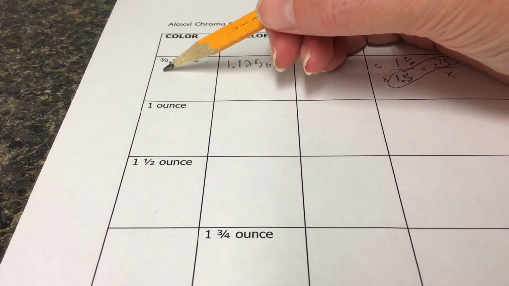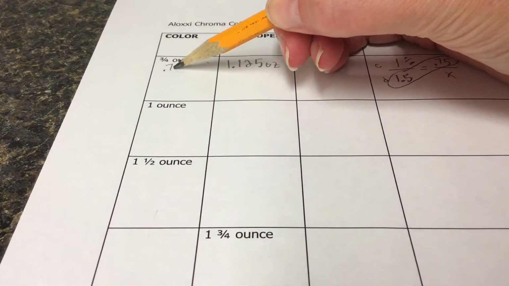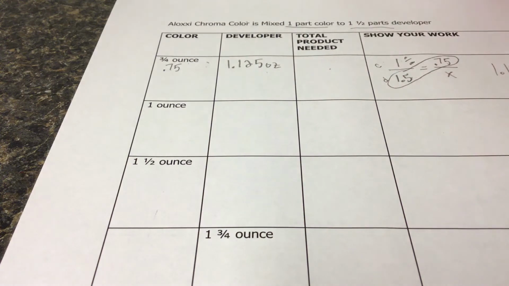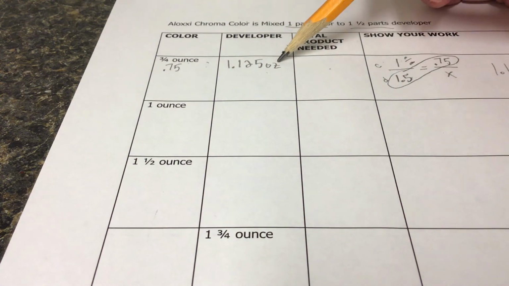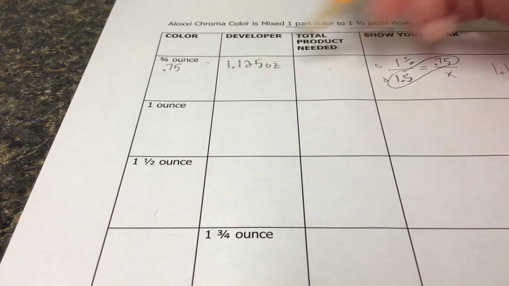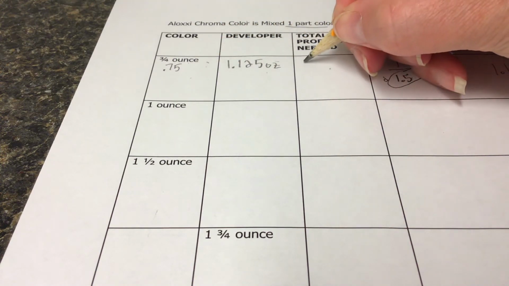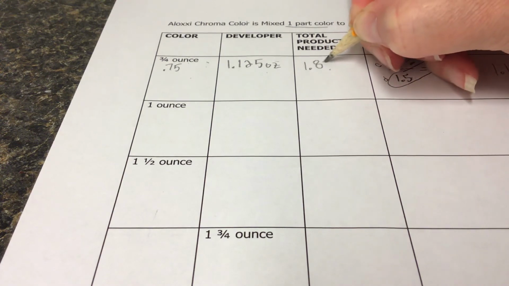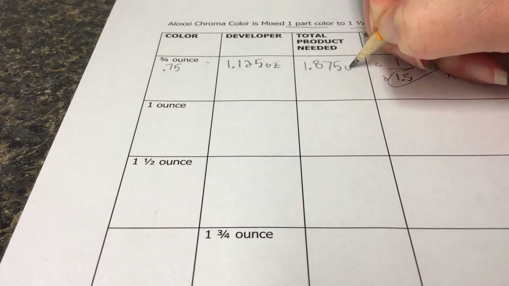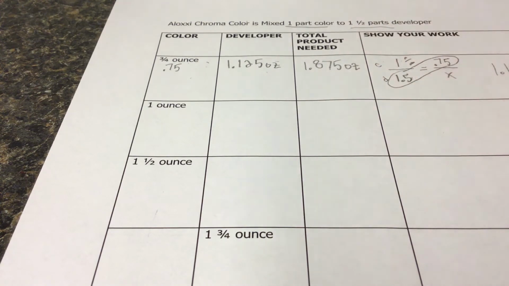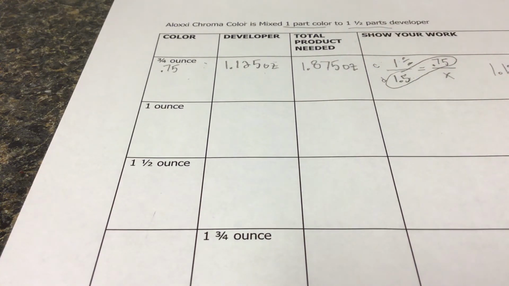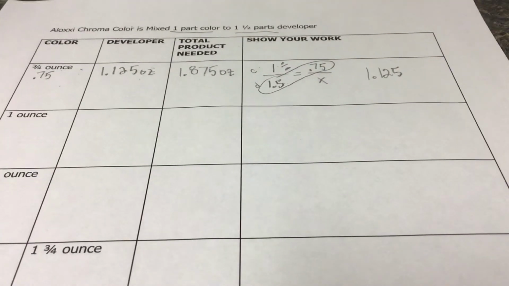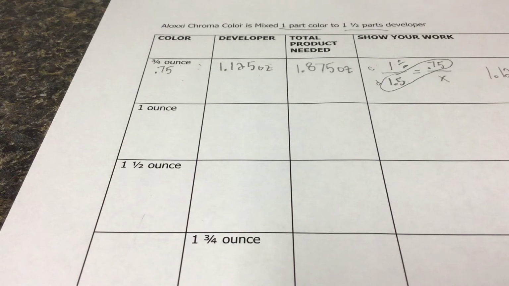So we have 3/4, or 0.75 of an ounce of color, plus this much developer. Together we would add those together, and it would tell us that we have 1.875 ounces of total product in our bowl. So we used the mixing ratio and the proportion, and then we added to find the total product.